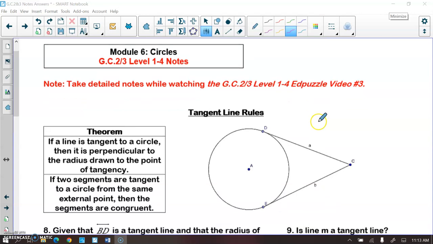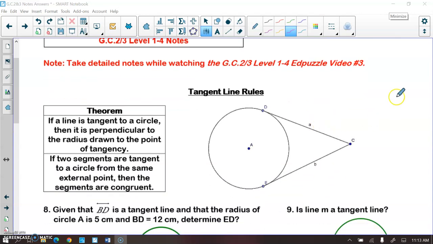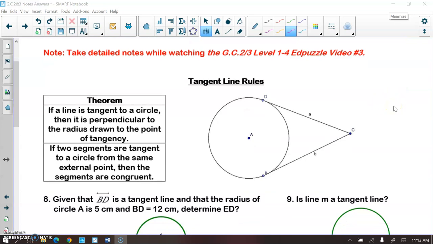There are a lot of rules when it comes to circles, so we're just going to jump right in and get started. So, tangent line rules. If a line is tangent to a circle, then it's also going to be perpendicular to the radius. So DC is a tangent segment, and if I were to connect A to D together, which is the radius, that with the tangent creates a 90-degree angle. So that's one of the rules that you would need to know for tangent lines.